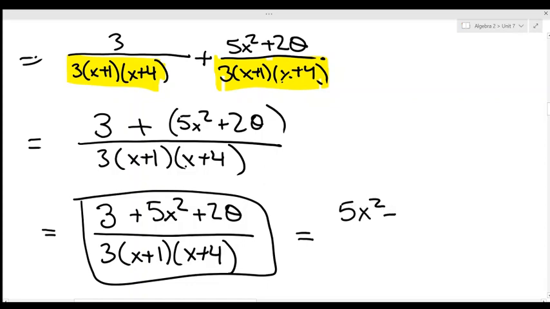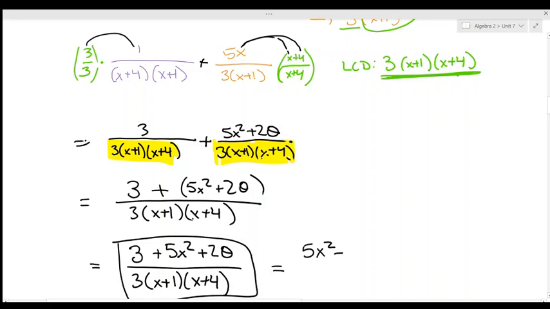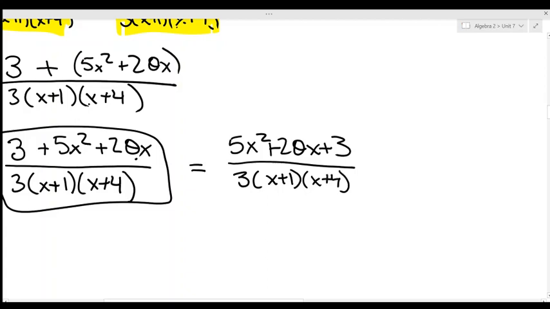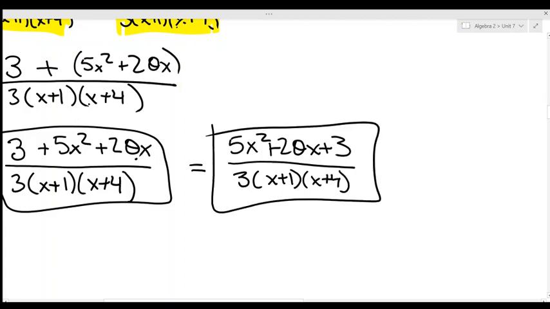I feel like I'm forgetting an x somewhere. I am. There's supposed to be an x after this 20. Right? 5x times 4 is 20x. Come on, Miss R. Plus 20x plus 3 all over, and we're going to keep the denominator, or the bottom, factored. We don't want to have to worry about multiplying all of that craziness.